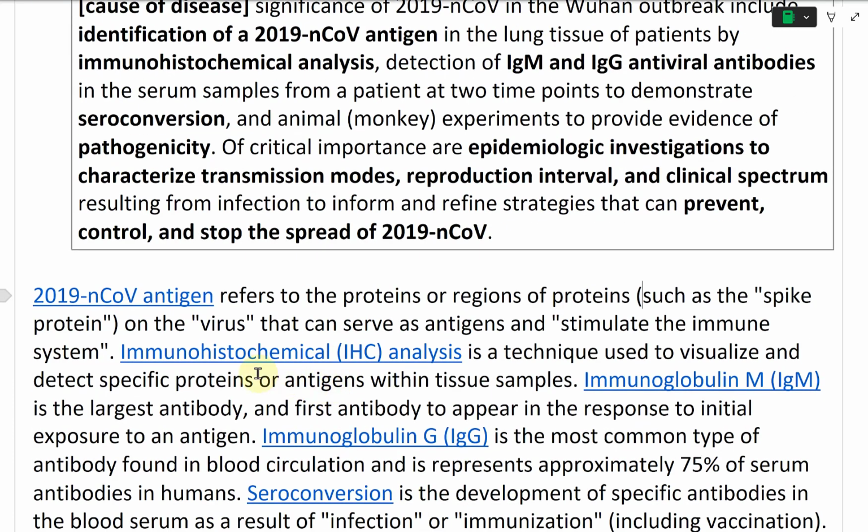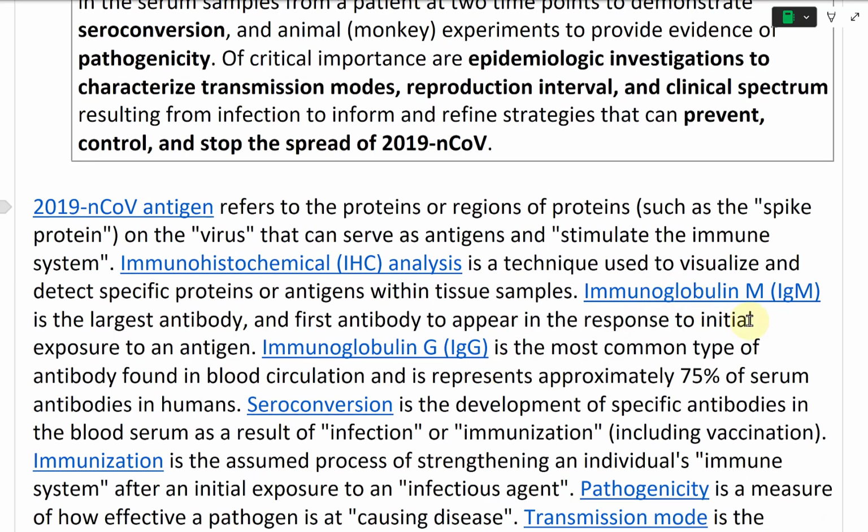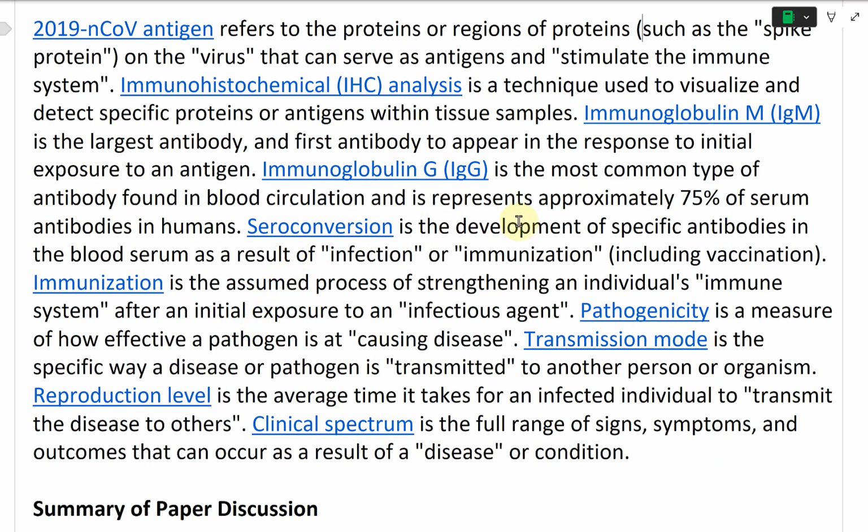Going further, immunohistochemical analysis, or IHC analysis, is a technique used to visualize and detect specific proteins or antigens within a tissue sample. So this is basically detecting the proteins and antigens and so on. Immunoglobulin M, or IgM, is the largest antibody and the first antibody to appear in response to initial exposure to an antigen. And immunoglobulin G, or IgG, with a capital G, is the most common type of antibody found in blood circulation, and it represents 75% of serum antibodies in humans.